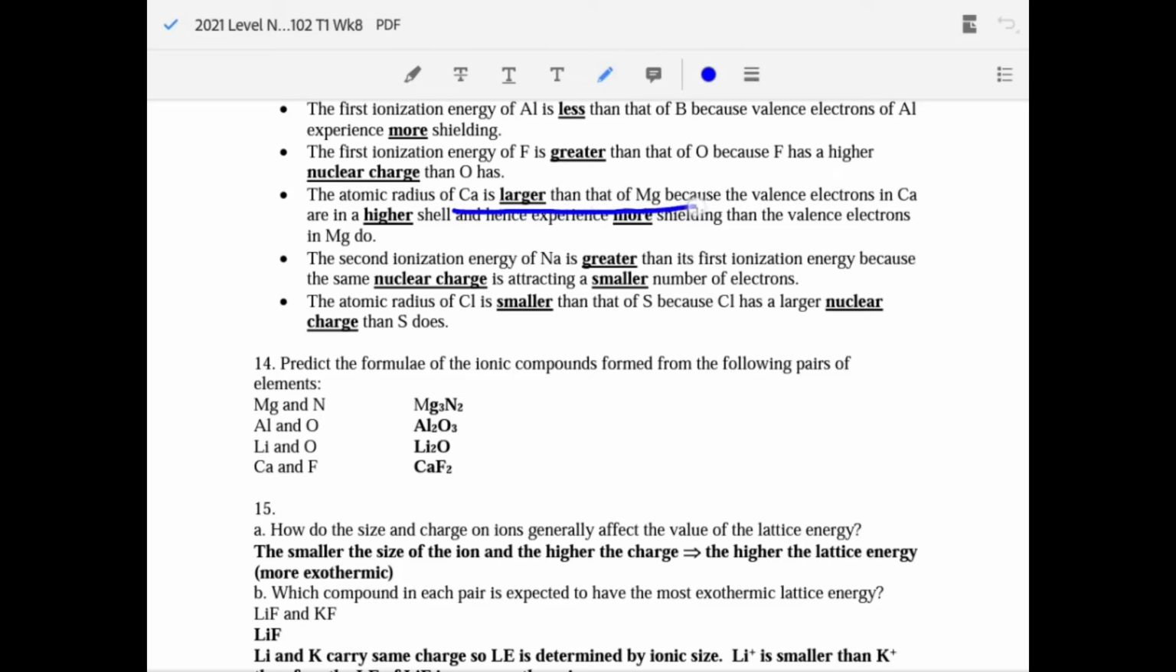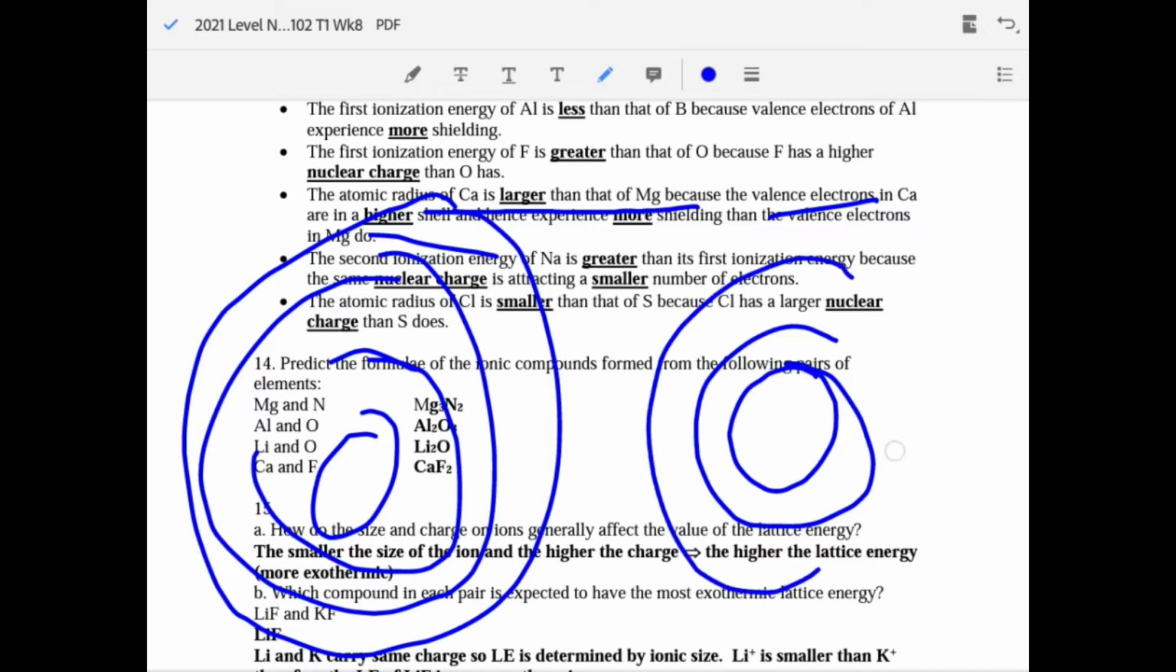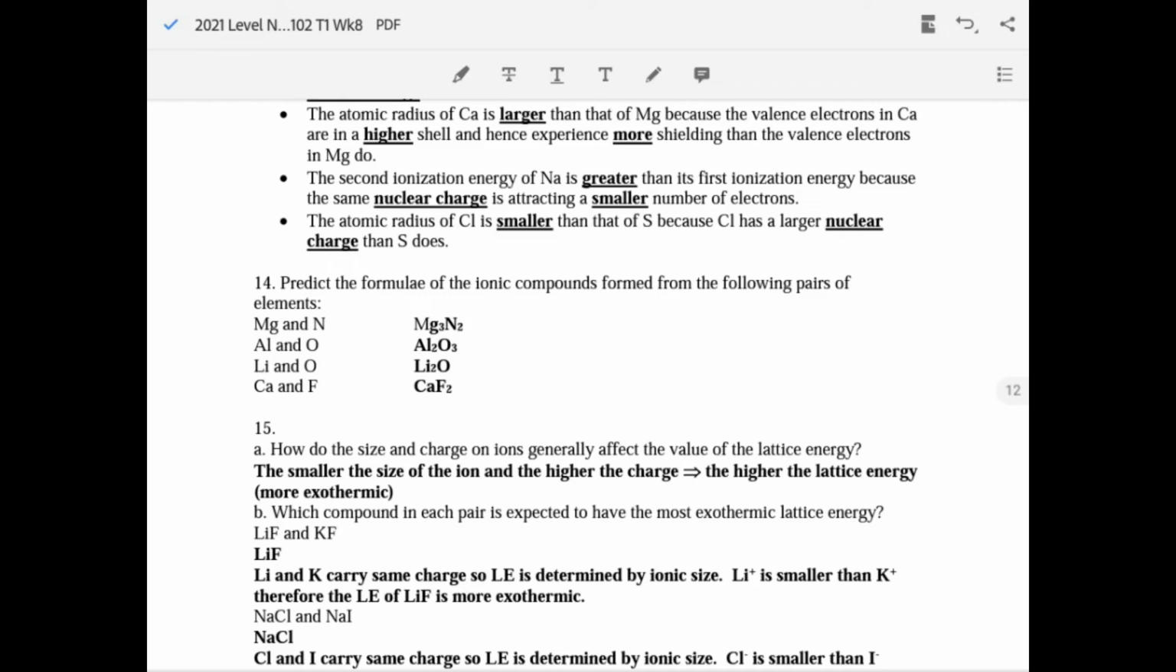The atomic radius of Ca is larger than that of Mg because there are more valence electrons in the higher shell. So like 1, 2, 3, while Mg has only 1 and 2 and 2 valence, and this one has 2 valence as well. So more shielding. So the atomic radius is greater, but the ionization energy is less because it's further away. The second ionization energy is greater than the first because obviously the nucleus has a positive charge, so once you remove an electron, it will have a net positive charge, so to remove another electron from the already positive charge is very difficult, and difficult as in it takes a lot of energy.